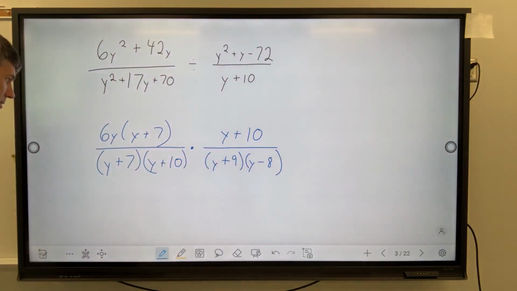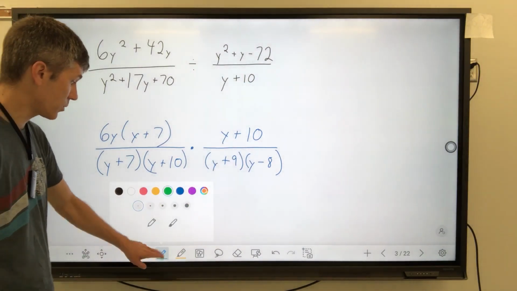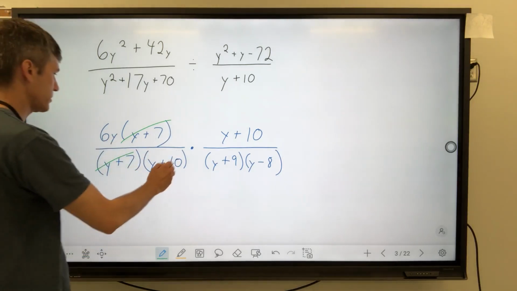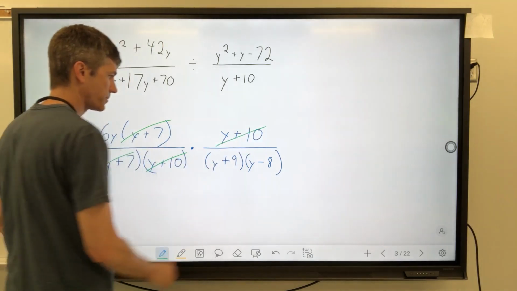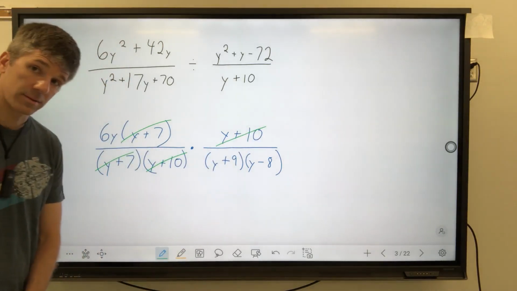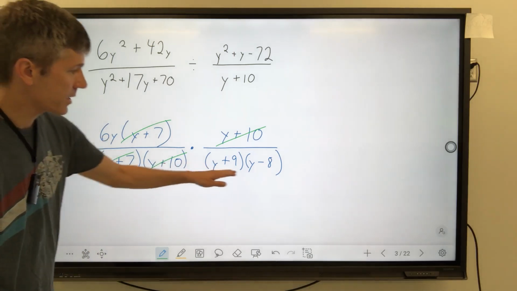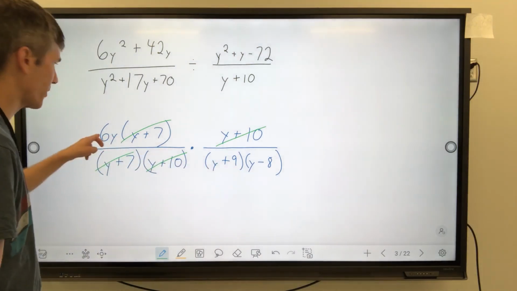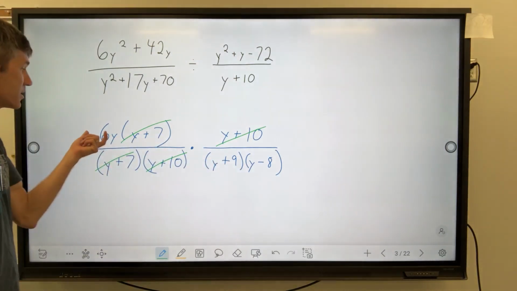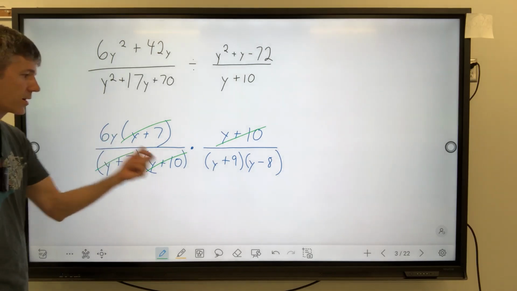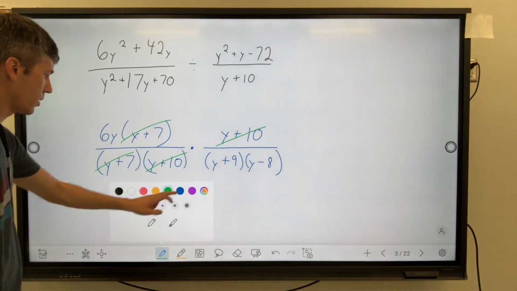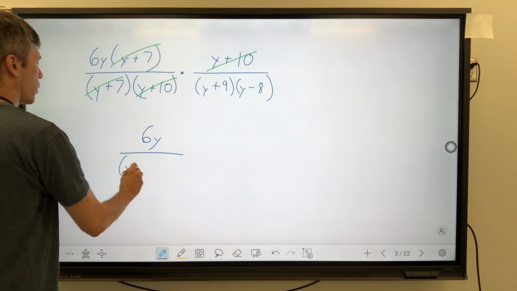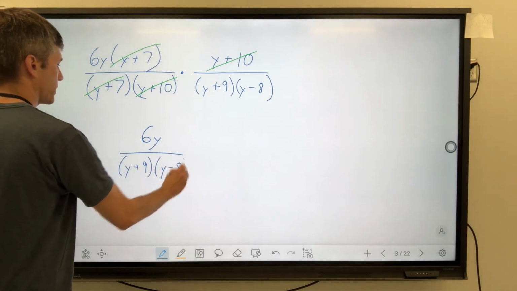We're ready to cancel some things out. We can cancel things out within the individual fractions and also outside the fractions. And that is all. That's all I can do. This 6y does not cancel with anything over here. I wish it did, but I'm sorry it doesn't. You can't reduce the 6 with either of the y's. You can't reduce the 6 with the 9 or the 8 because this is a factor. 6 is a factor, y is a factor, and then these individual things are factors. So we will put 6y, y plus 9, y minus 8.